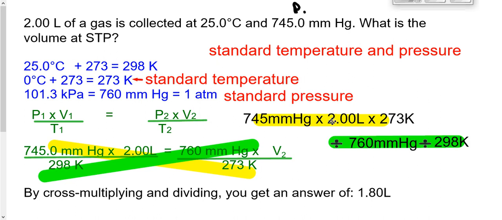Following the yellow line, 745 millimeters of mercury times 2 liters times 273 kelvins, dividing by what's on the remaining line, divided by both 760 and then divided again by 298. Multiply across the diagonal, divide by what's left. This allows you to solve for V2, and the value we have for V2 is 1.8. Since the unit on this side was liters, the unit on this side was liters. After we have changed both the temperature and the pressure, our volume has gone from being 2 liters down to 1.8 liters.